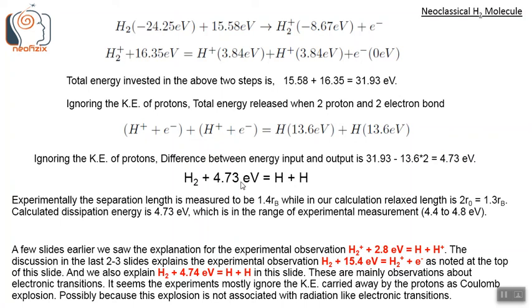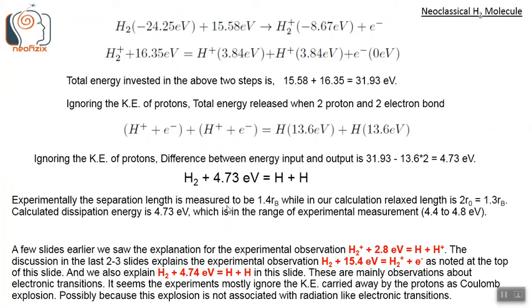So the overall energy equation, these three steps, if we add up these three steps, we can write the overall final equation as this in a single step. That is, the H2 molecule, the hydrogen molecule, if we supply it with 4.73 electron volts, we get 2 free hydrogen atoms. So this is the summary of these three steps.